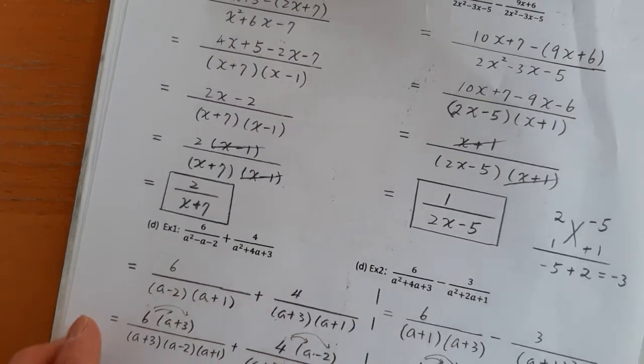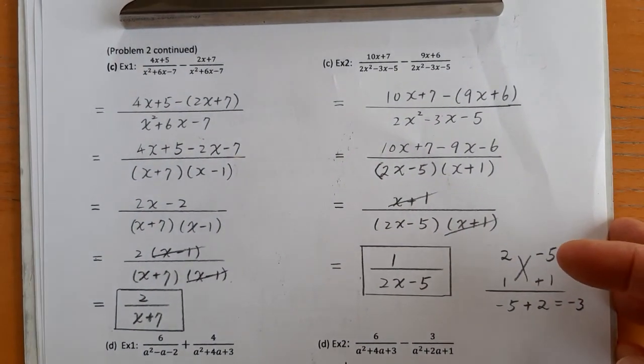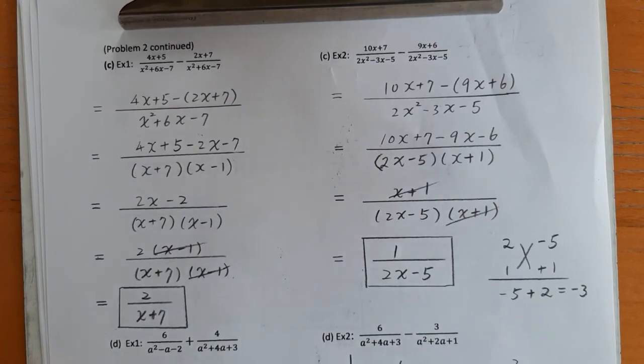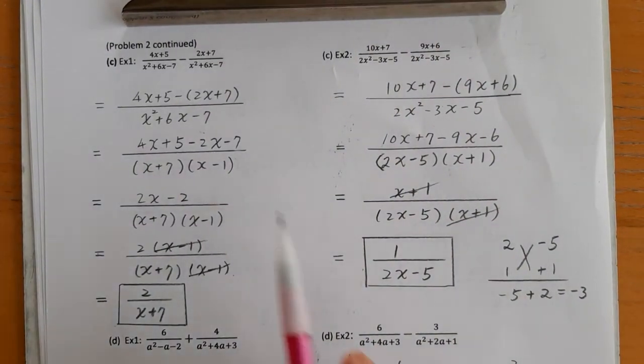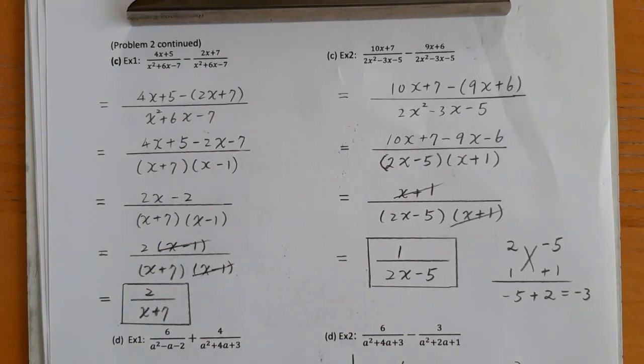And the second question, C, 2C. Example 1 and example 2 also do subtraction. So this A and B is addition. C and D, we do addition and subtraction. So those are the topic of addition and subtraction of rational expressions.